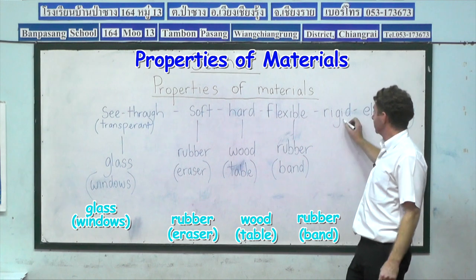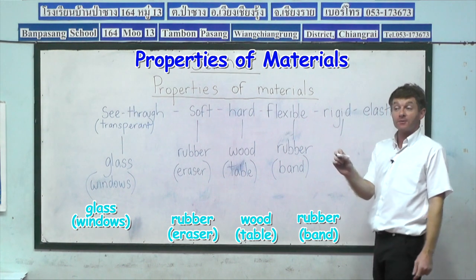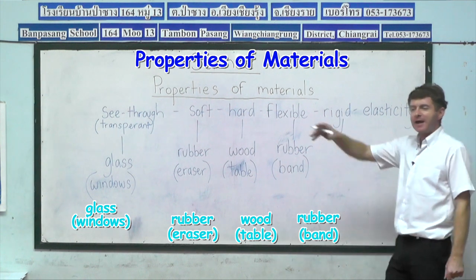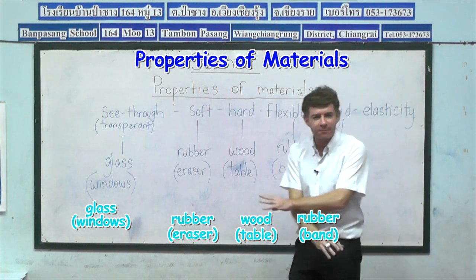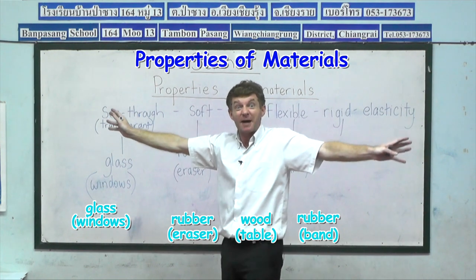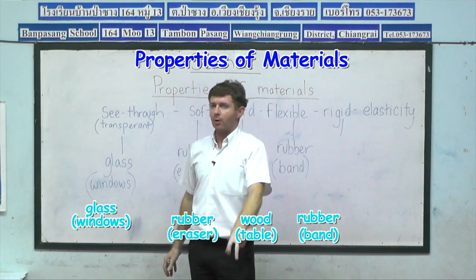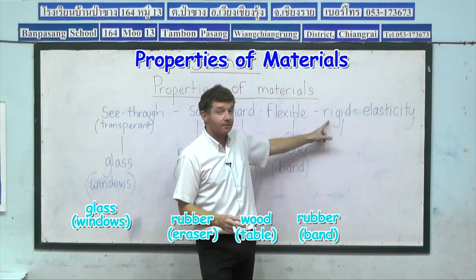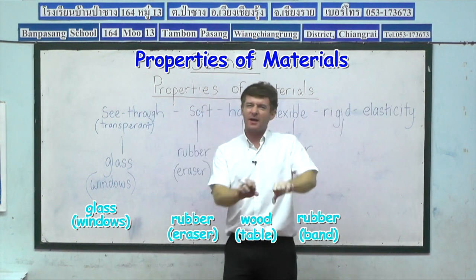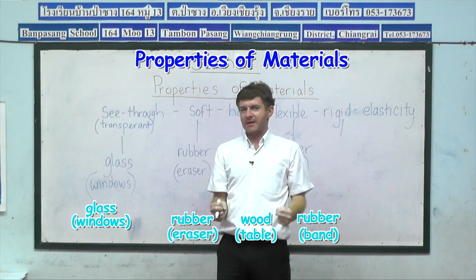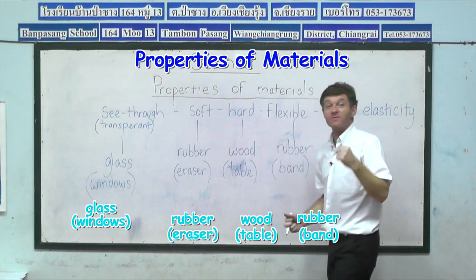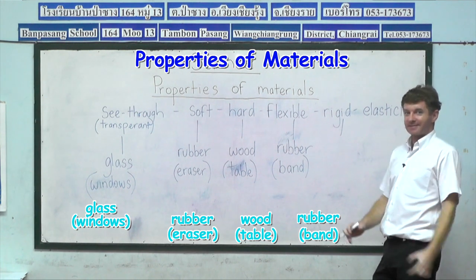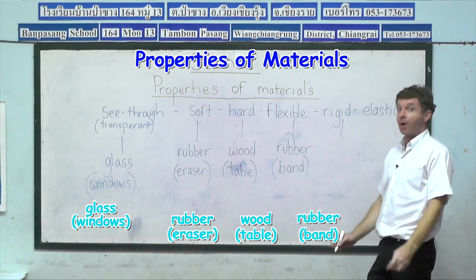B-A-N-D. Now, thinking of rigid, what material did we say? Metal. Not clay. Clay is not rigid. If I drop my cup on the floor, what will happen? It will smash. If I drop metal on the floor, it will just make a loud noise. It won't smash because metal is rigid. And if we try to stretch or bend metal, it's very hard. Yes, you can do it with your rulers a little bit, but larger pieces of metal are harder.